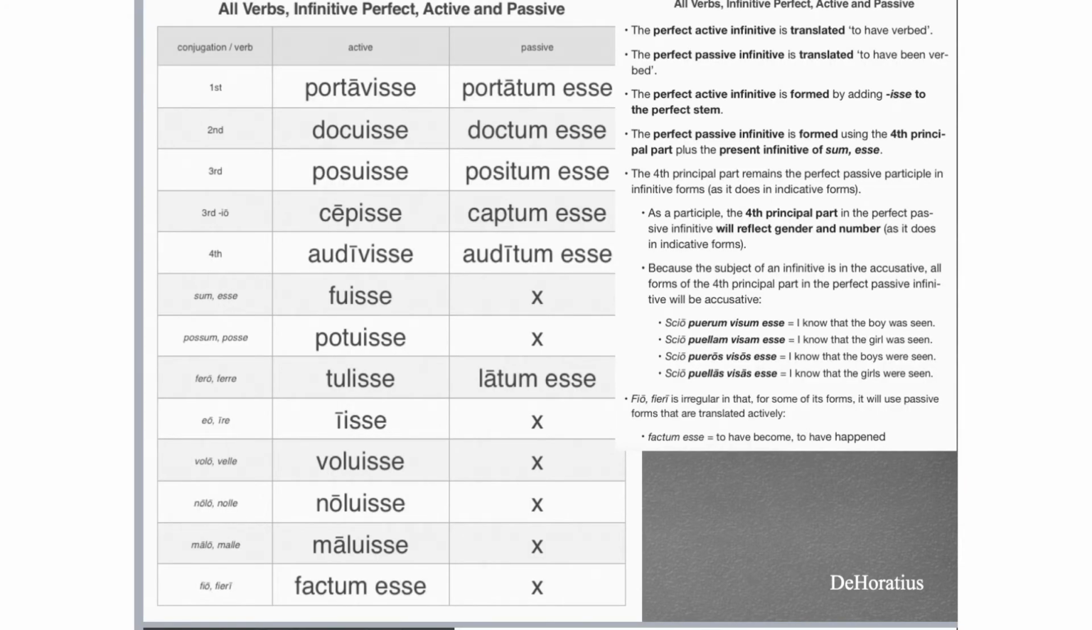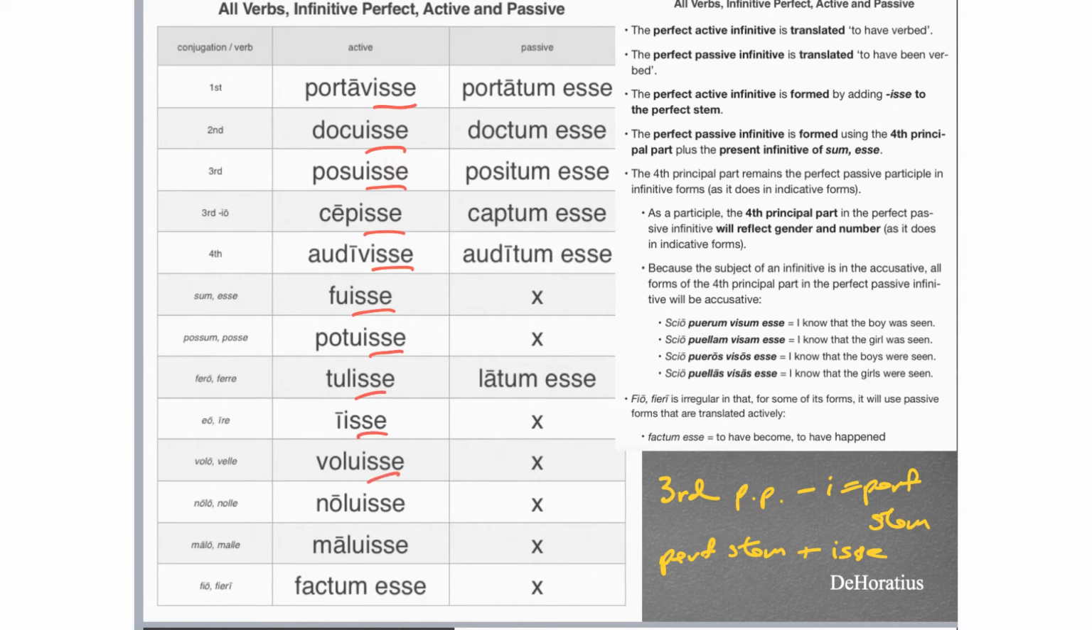All right, so these are perfect infinitives, active and passive. We're only dealing with the active this chapter, but you get a little heads up on the passive. The formula for the perfect active is the third principal part minus the I, and that gives you the perfect stem. So anytime you take the I off the third principal part, you get the perfect stem, and then the perfect stem plus isse. So isse, I-S-S-E, is the ending for the perfect active infinitive. And you can see it there. All right, down the line.